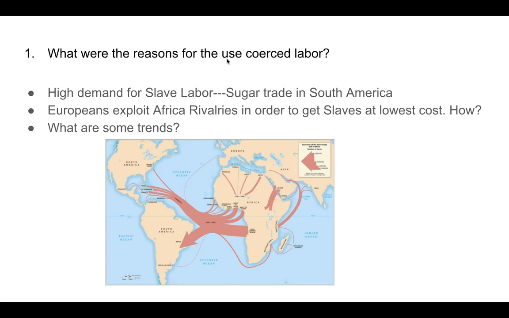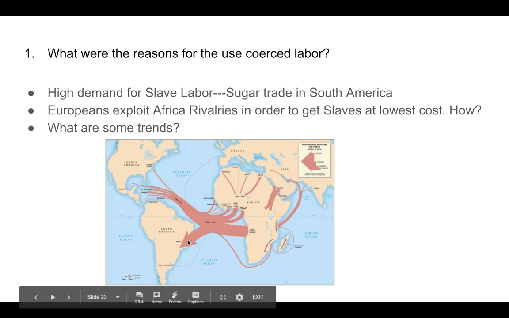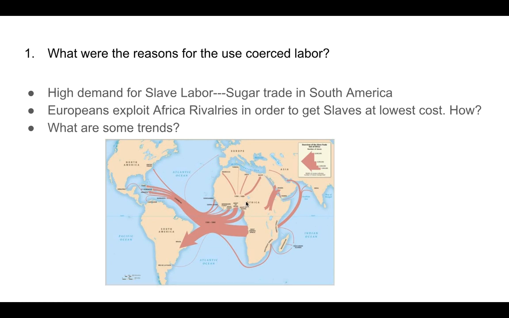So to sum it up, the main reason was the high demand for labor because of the Great Dying in the Americas, as well as, in Africa, there was a demand for manufactured goods, right? And they were willing to sell prisoners of war at a low cost.